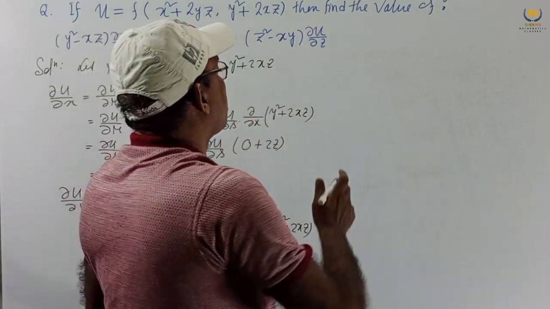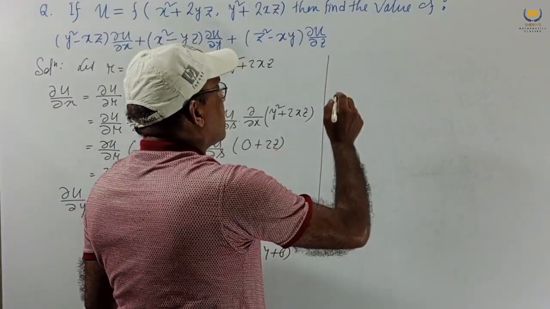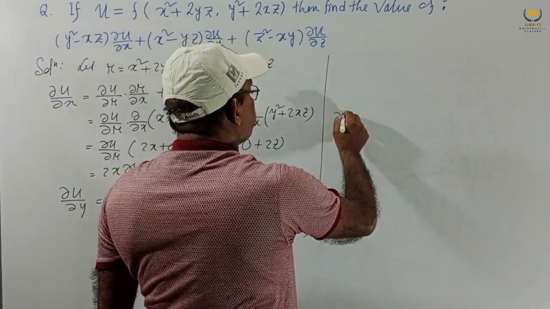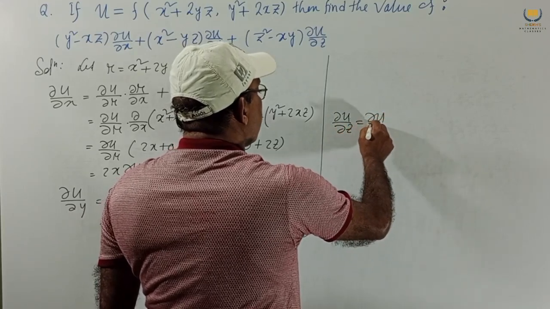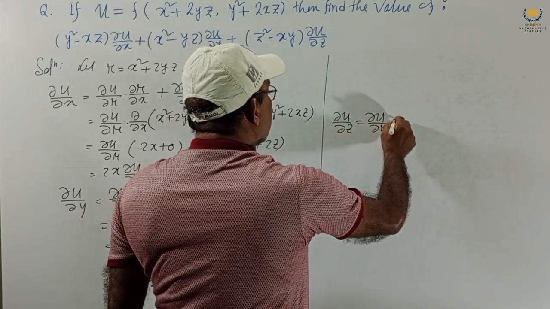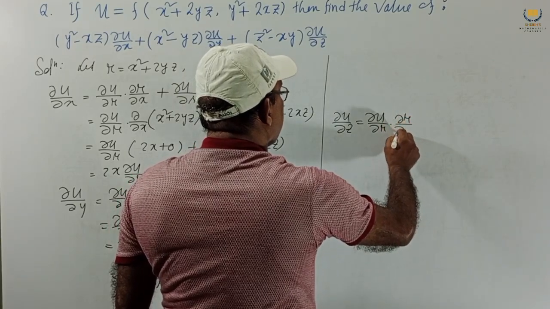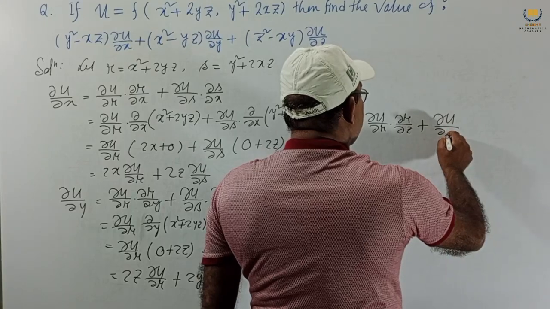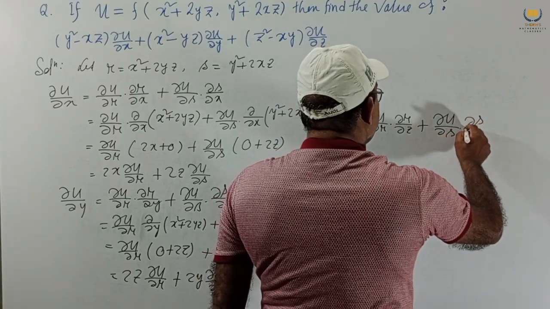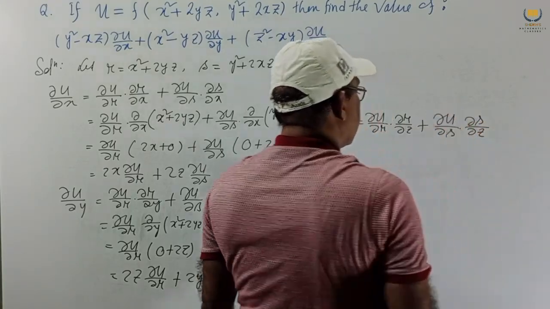Next our requirement, we already found ∂u/∂x and ∂u/∂y. Next our requirement, ∂u/∂z. Now ∂u/∂z we have to find. ∂u/∂z equals ∂u/∂r ∂r/∂z plus ∂u/∂s ∂s/∂z.